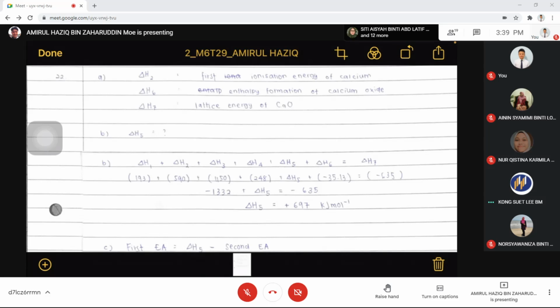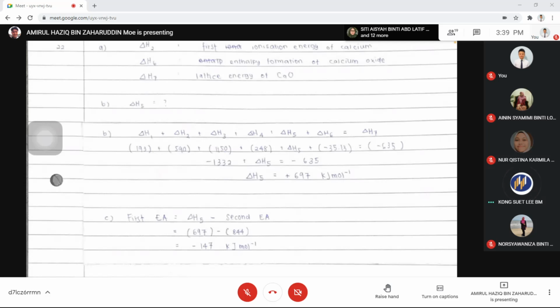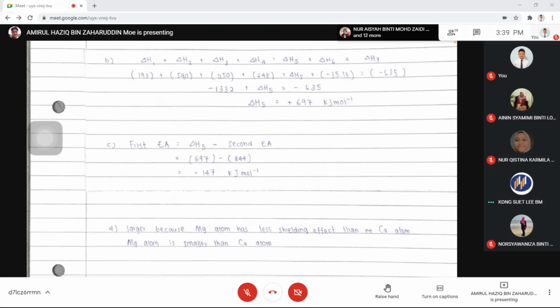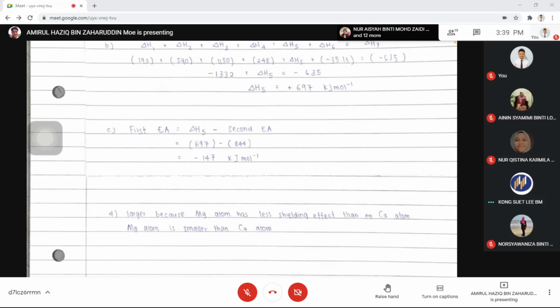Okay, sambung B. B, calculate delta H5. From the cycle, we know that delta H7 equals delta H1 plus delta H2 plus delta H3 plus delta H4 plus delta H5 and plus delta H6. We substitute the values given and we get delta H5 equal to positive 697 kilojoule per mole. Okay, correct. Okay, for C, calculate the first electron affinity if the second electron affinity of oxygen is positive 844 kilojoule per mole.